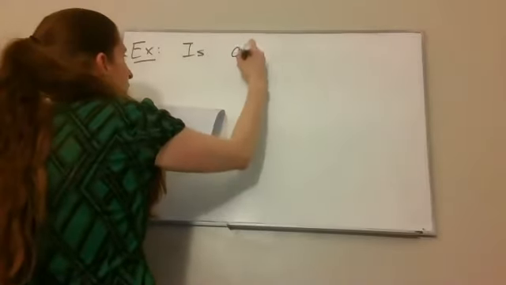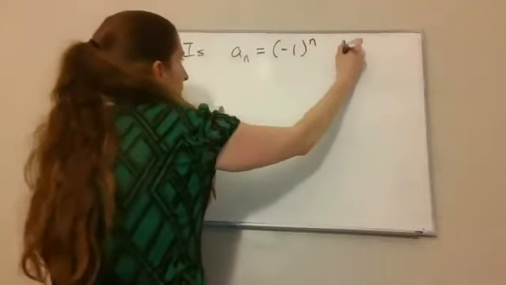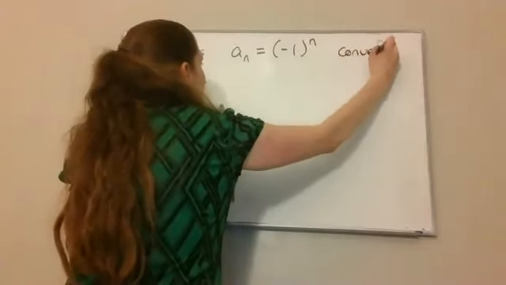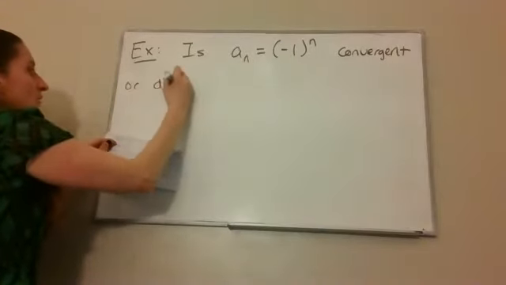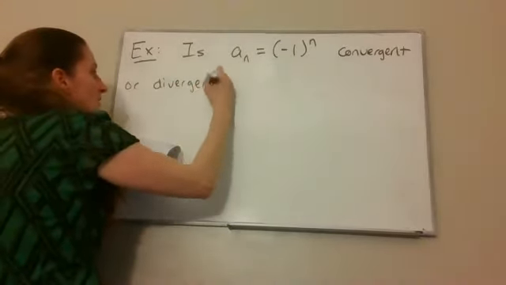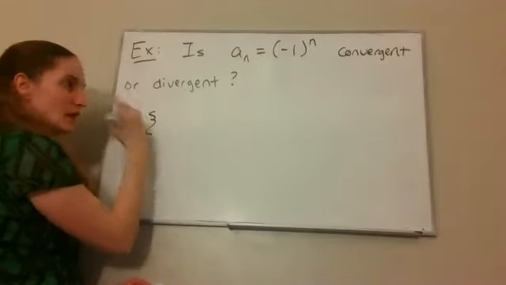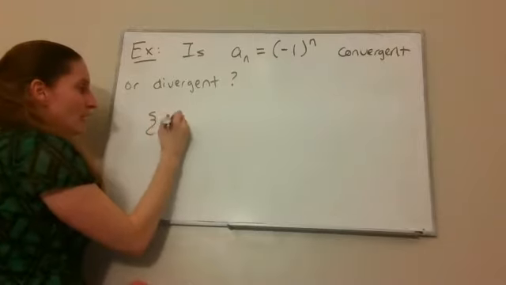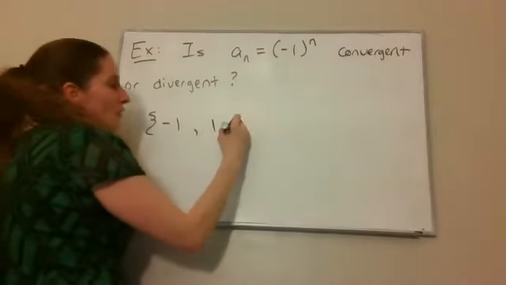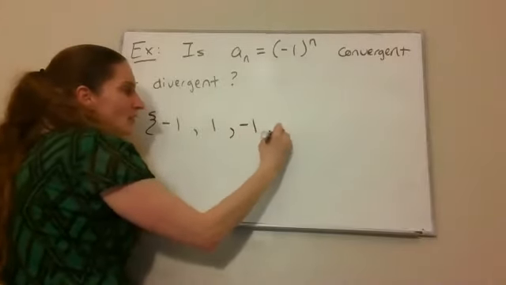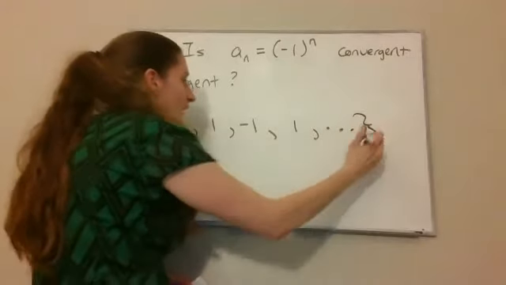So is the sequence a_n equals -1 to the nth power convergent or divergent? Well, if I just list out terms of the sequence, when I plug in 1, I get -1. When I plug in 2, I get +1. Plug in 3 and get -1. Plug in 4, get +1. And it keeps going like that forever.